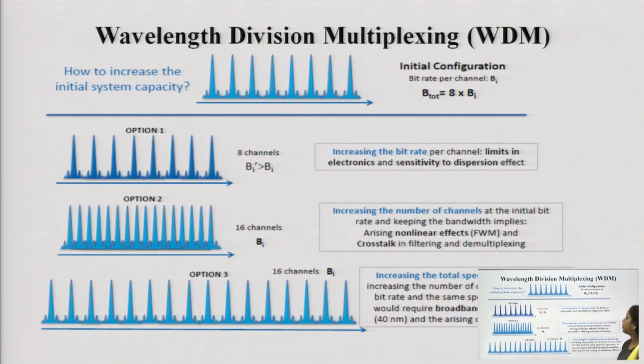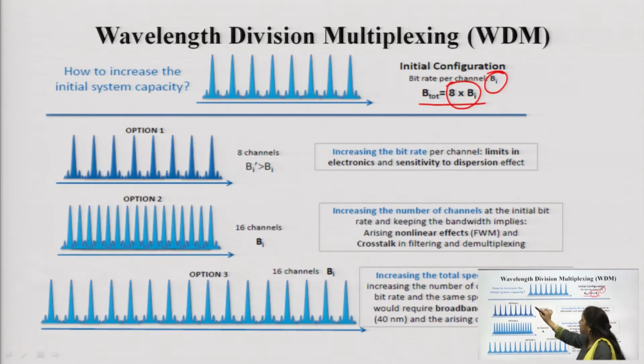The next one is wavelength division multiplexing, which is also called WDM. So what is the main thing? In the case of OTDM and ETDM, optical signals in OTDM and electrical signals in ETDM are multiplexed in the time domain, but here wavelength is multiplexed. So it is used to increase the system capacity. So how to increase the system capacity? By wavelength division multiplexing. If the initial bit rate is BI, now it is converted into 8 BI.